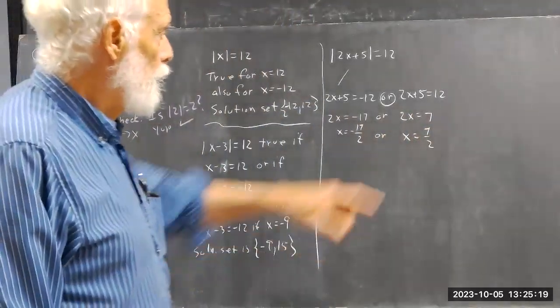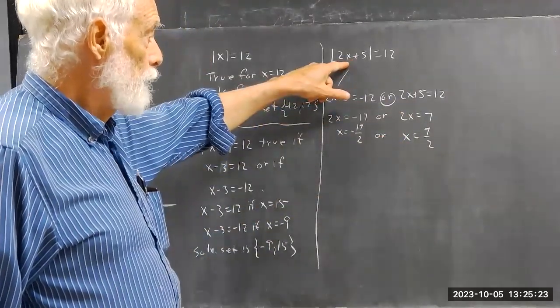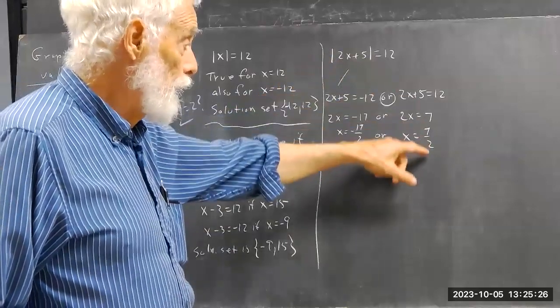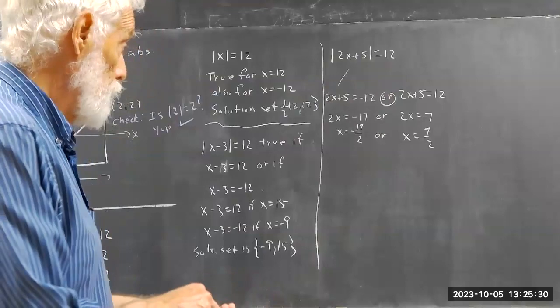Okay, well, you easily solve this equation. You get x equals 7 halves. And you plug in 7 halves. 2 times 7 halves is 7. So you got 7 here plus 5 is 12. Absolute value is 12.